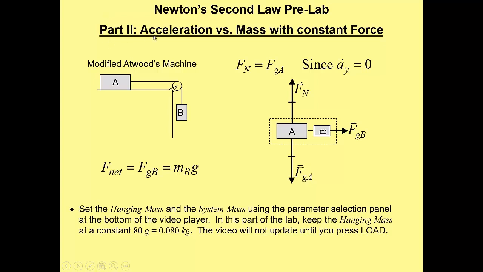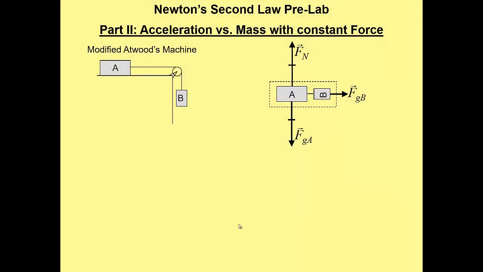This, by the way, is part 2 of the Pivot Interactive. It's called Acceleration versus Mass with Constant Force. So you don't have to do part 1 again. You've already done that. Now you're jumping into part 2. So in this part of the lab, you're going to change the system mass. We're going to do all the different system masses that are available, but you're going to keep the hanging mass the same all the time. Again, on your lab sheet, it'll give you some steps on how to do that, and it'll also give you a nice data table so that you can fill in the things.